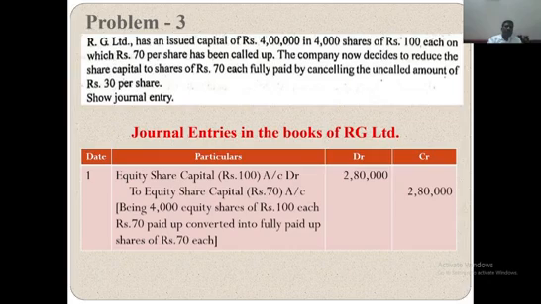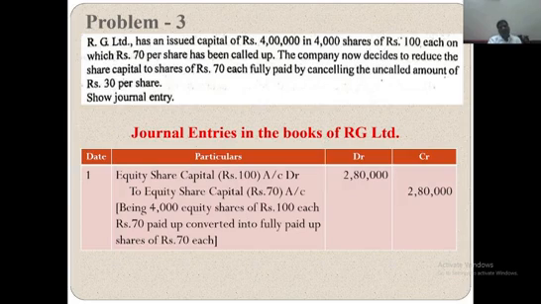This amount is fully paid, converted into fully paid shares. So 4,000 into 100 is 4 lakh rupees, but 30,000 shares are uncalled. The uncalled amount per share, out of the face value, is rupees 30. So this is going to be cancelled.